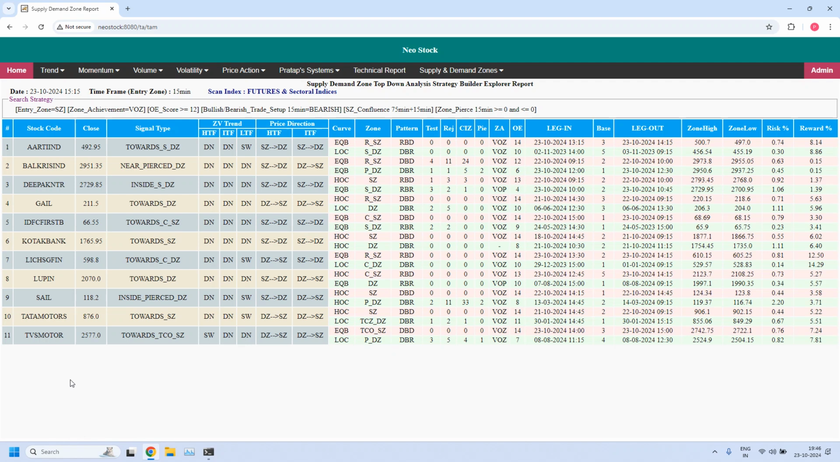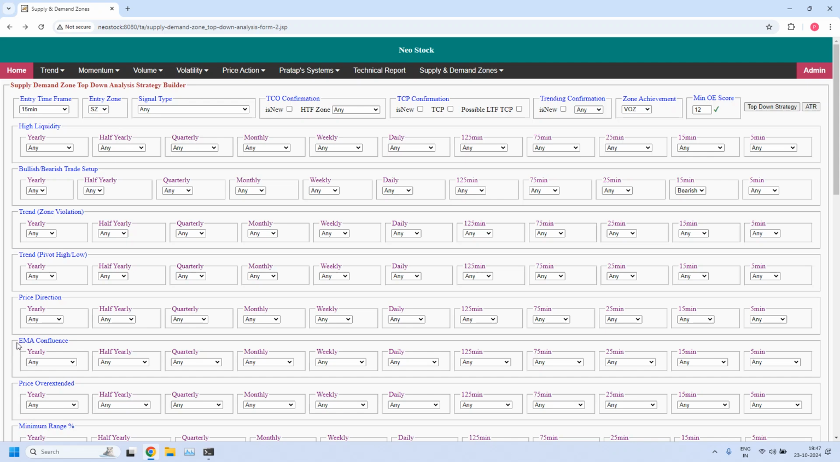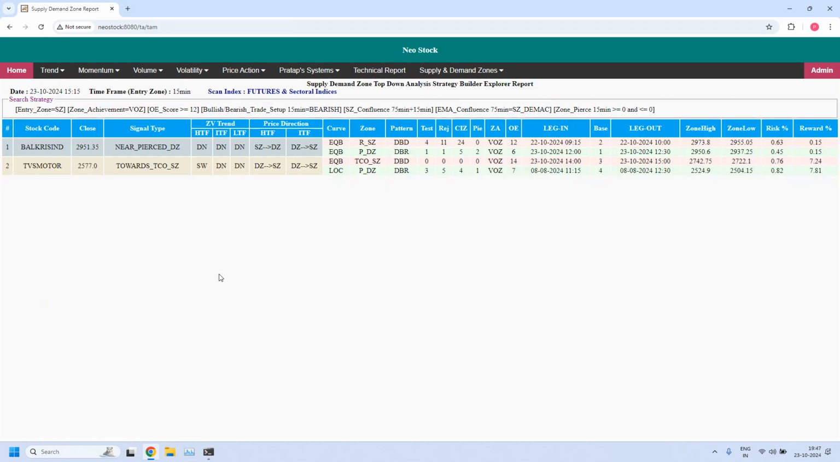Because of the ITF trend, the 75 minutes trend is a downtrend. If any of these 75 minute supply zones are having daily EMA confluence, they are even more high probability setup supported stocks. So let's verify. In the EMA confluence at 75 minutes time frame, the 75 minutes supply zone with daily EMA confluence filter is enabled, and we got 2 stocks. So in these 2 stocks, the 75 minute supply zones are having daily EMA confluence.